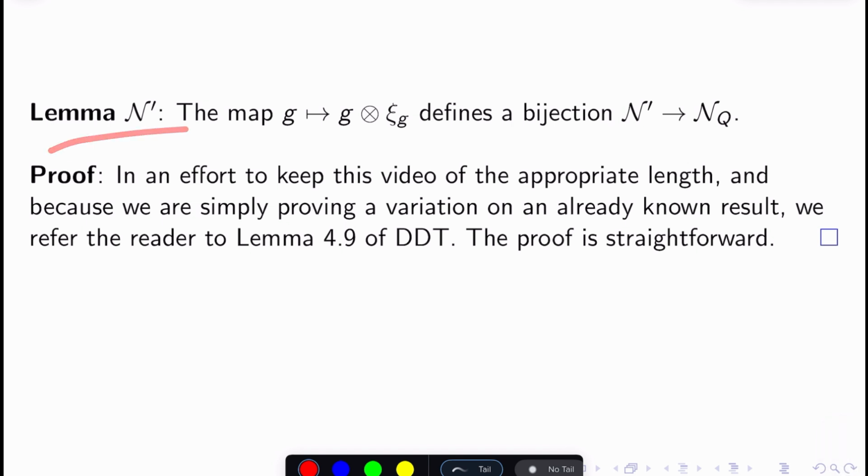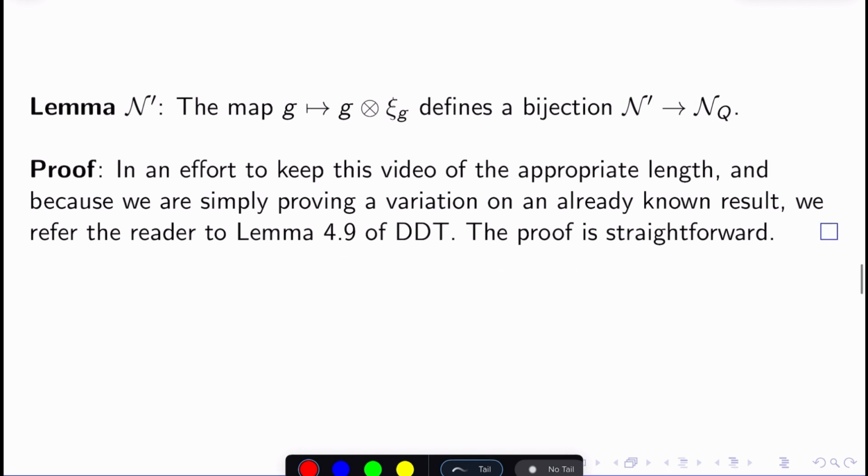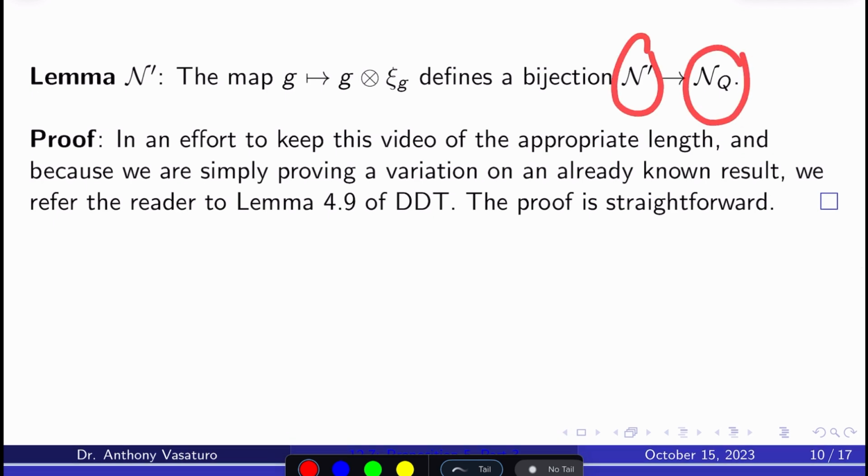Lemma 𝒩'. It very simply says that the map that sends G to G tensor c_G is a bijection between 𝒩' and 𝒩_Q. The proof is very straightforward, actually, and this video is going to be quite long, so in an effort to keep this video an appropriate length, and because we're really just proving a variation on an already known result, we'll refer the reader to Lemma 4.9 in DDT. The proof is straightforward. I'll type this up in the notes when I post public notes for Fermat's Last Theorem for this chapter. Okay, so these guys are in bijection.